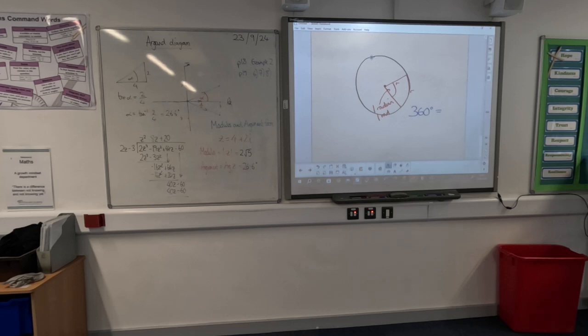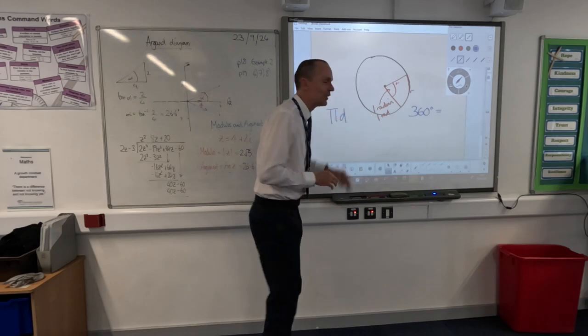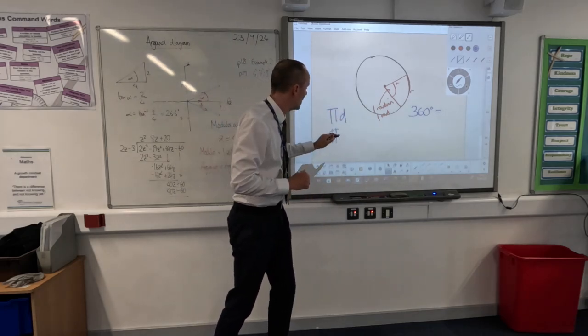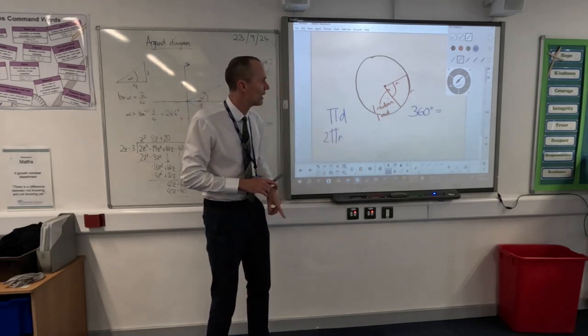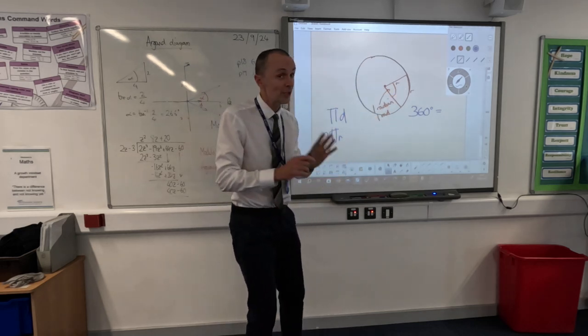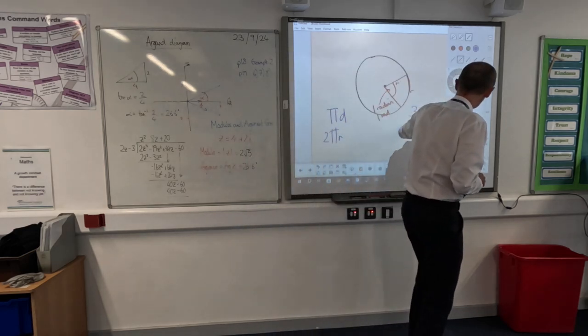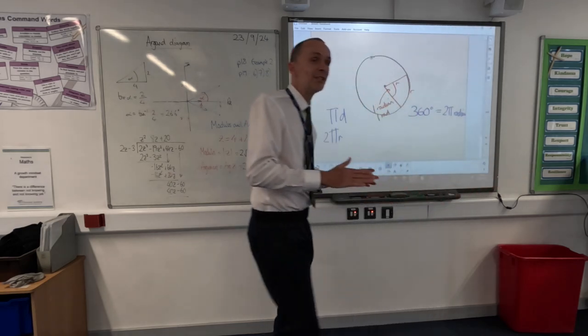It would take 2 pi radiuses to go all the way around the outside of the circle because, as Rory explained, that's the circumference, and the diameter is 2 radiuses. So 2 pi times the radius would take you all the way around the circle. So what that means is 360 degrees is 2 pi radians. And in fact, very often radians are given in terms of pi.